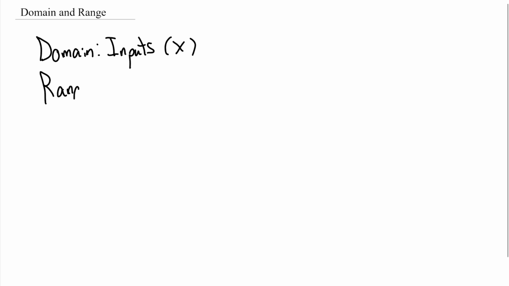and the range then are the outputs or the y values, or the f of x values if we're thinking of them as a function, right? So either the y or the f of x values.